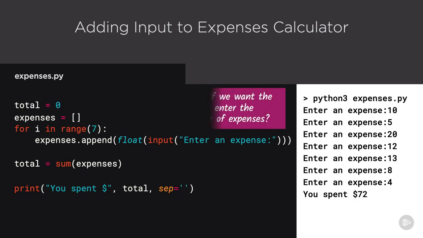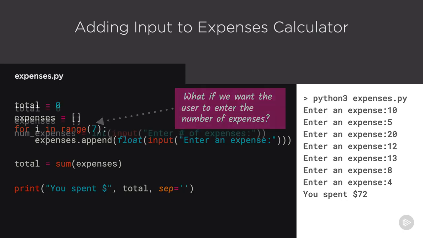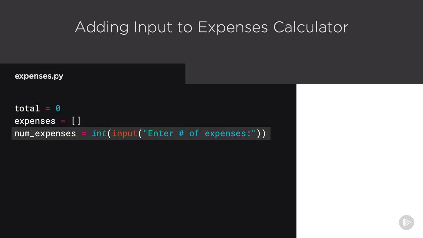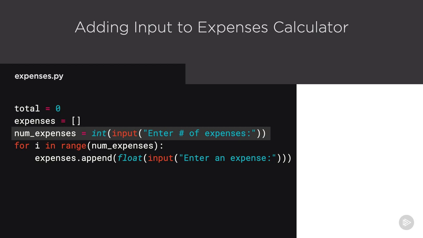What if the user has a different number of expenses other than 7 that they want to sum up? We can also prompt the user for the number of expenses they have and then save that to a variable num_expenses. Then we can use that num_expenses variable in the range function. That will change the number of times the for loop runs depending on how many expenses the user has.